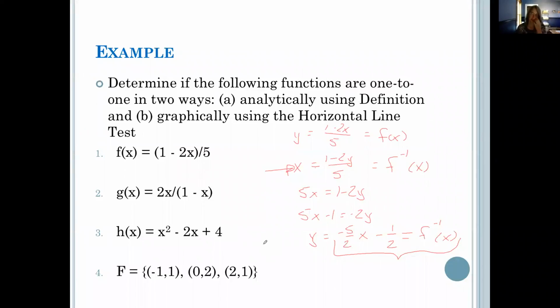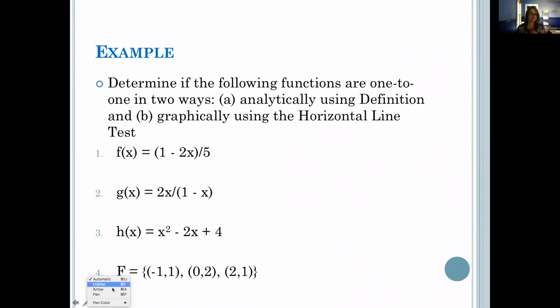Okay. Let me erase my pen. The easiest way to erase it is to do that. There we go. And I don't want to use red anymore. I want to use blue. Okay, so let's try something a little more complicated.